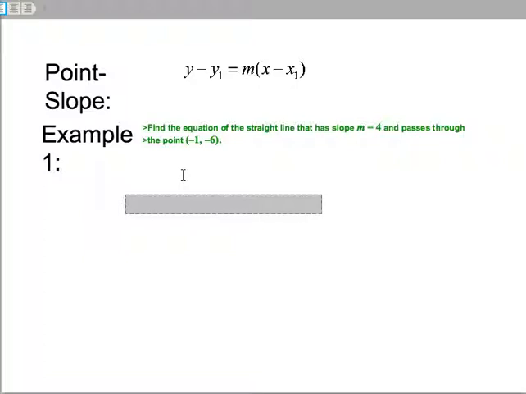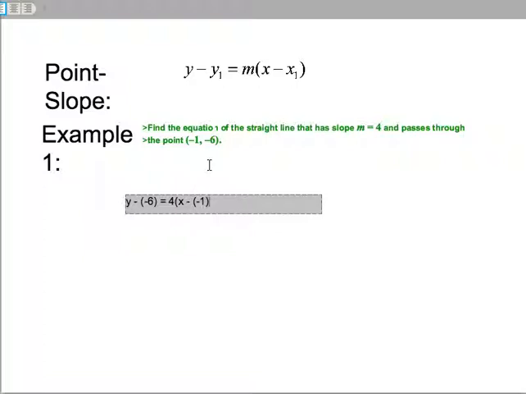Okay? So the first y in the equation stays as y, that's my variable. Then it says minus whatever the y is. Well, this would be minus -6 equals whatever m is, or our slope or our m is 4 multiplied by the variable x minus whatever our x is, which is -1.